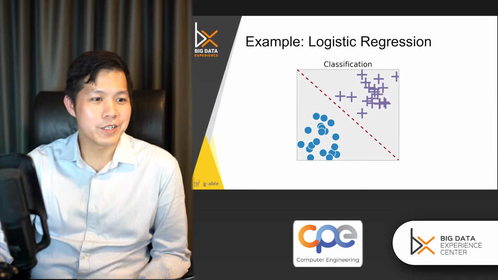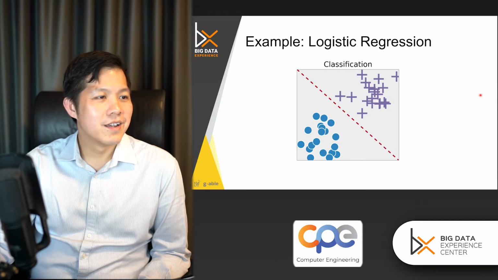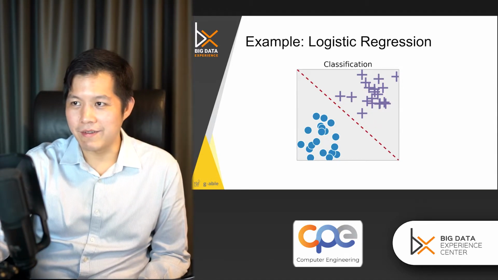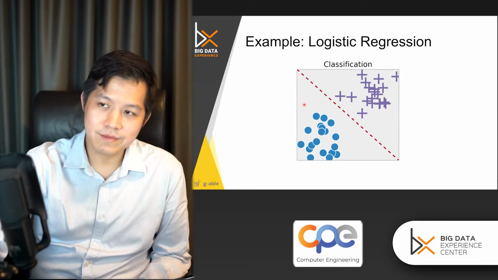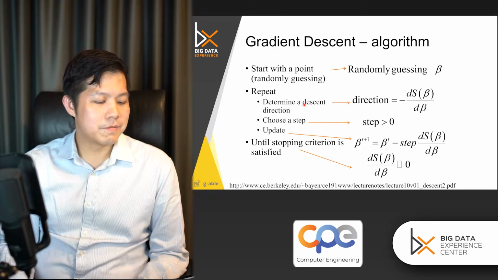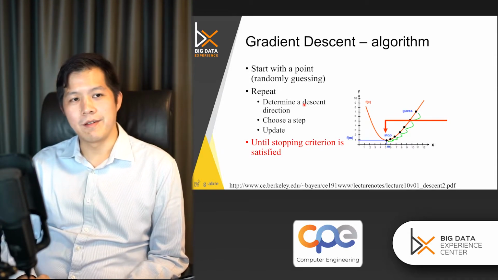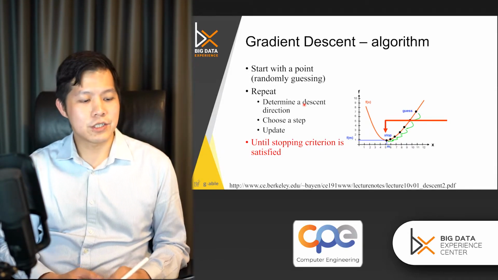Okay, we have one question coming in. Do you have an example of what is the meaning of stop until the criterion is satisfied? Okay, let's take a look at that first. All right, let's look at this algorithm. What can be the stopping criterion?